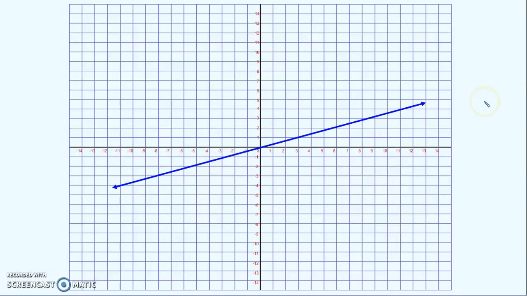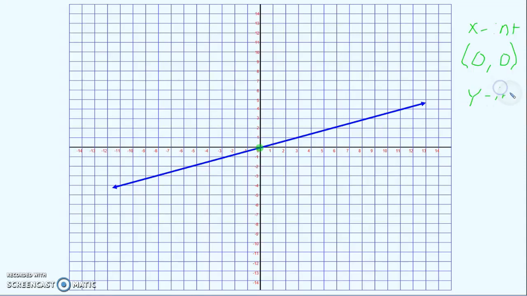Another example here. This time, if we're looking for our x-intercepts, that's the side to side, we see that it's crossing right here. So that means that our x-intercept is 0. If we were to write that as a point, then we would write it as (0, 0), because it's going up and down 0, side to side 0.